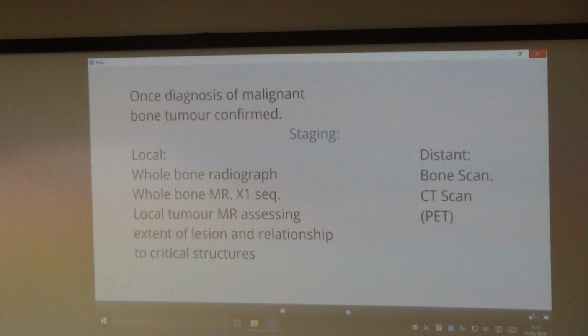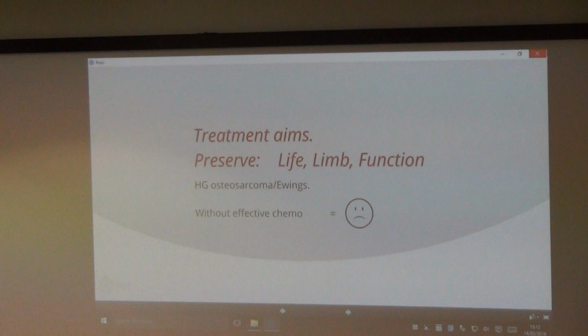So what's the orthopaedic mantra? What are we all here to do? Our job description in everything we do is to save a life, save limb, restore function. In terms of what we do, we spend a lot of our time electively restoring function. Obviously, in our trauma setting here, there's a lot of limb salvage work that happens. But really, the key take-home message when it comes to a sarcoma is that, particularly with high-grade osteosarcoma and Ewing's, chemotherapy is the key mainstay of management.